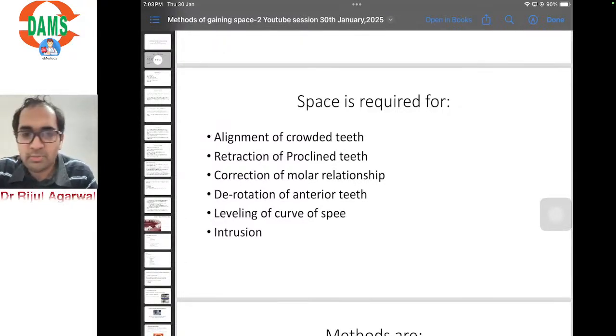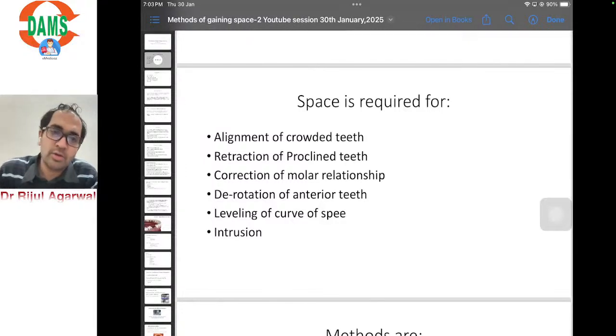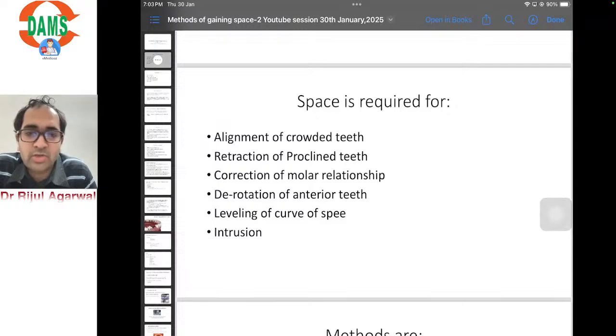So the topic is methods of gaining space. What is basically the space required for in orthodontics? It is for alignment of crowded teeth, and retraction of proclined teeth. These forwardly placed teeth, if we require them to go back, we require space for that. Correction of molar relationship, although space is not created especially for correcting molar relationship nowadays from class 2 to class 3, we know that it is just for canine relationship correction.